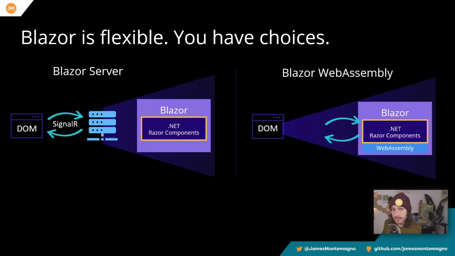WebAssembly is an open standard that enables other languages besides JavaScript to run inside of the browser natively, and C# and .NET are those languages and platforms. And what's cool about this is Blazor has a WebAssembly version of it, which means that you can actually execute your C# code directly in the browser, which is really, really unique. So this means that you can just get it all there. There's no server. You can think of it as an offline disconnected app, no internet required. So Blazor is flexible and gives you choices.